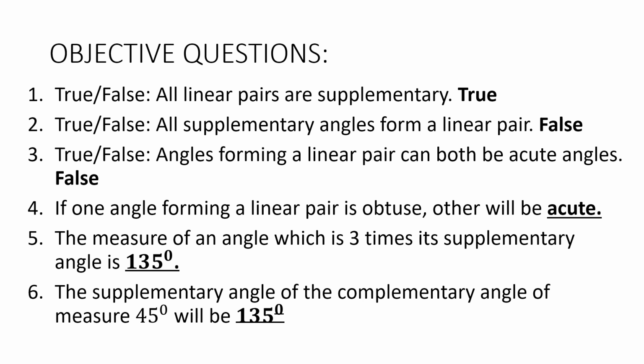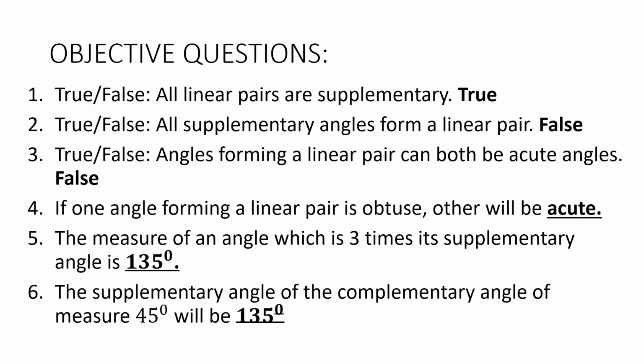Third, true or false? Angles forming a linear pair can both be acute angles. This is false because when they form a linear pair, total measure is 180 degree. If one of the angles is acute angle, means measure is less than 90 degree, the other one has to be more than 90 degree. So other one has to be obtuse. Fourth one, if one angle forming a linear pair is obtuse, the other one will be, fill in the blank, acute. Just now we have seen.